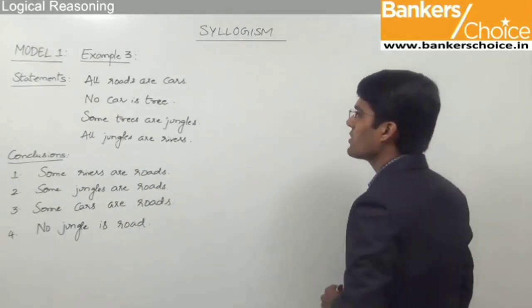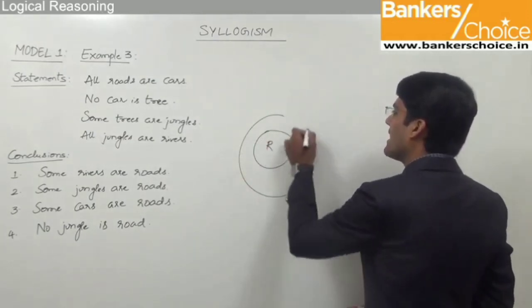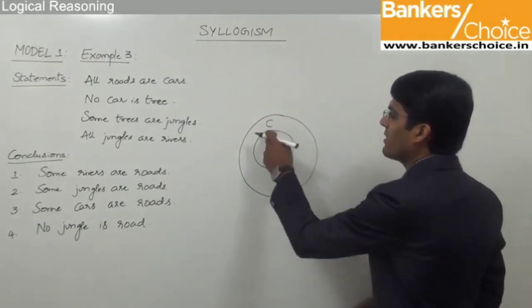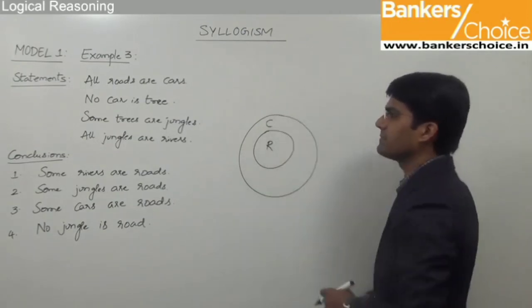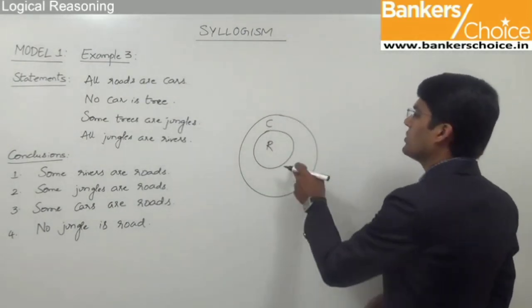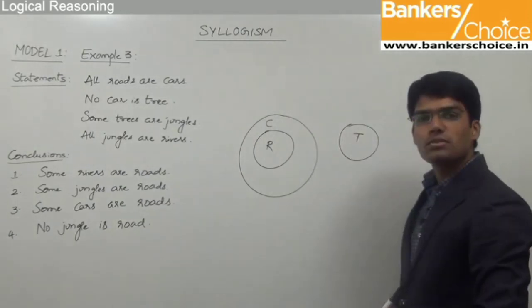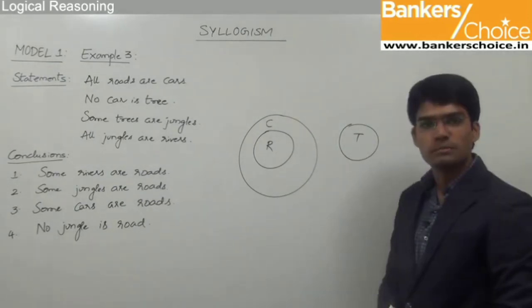So the first statement here is all roads are cars. So assuming that these are the roads and cars can be taken as shown. So we find that all the roads here are cars. The second statement is no car is tree. So as no car is tree, there should not be any overlapping between car and trees. So no car is tree can be taken as shown.